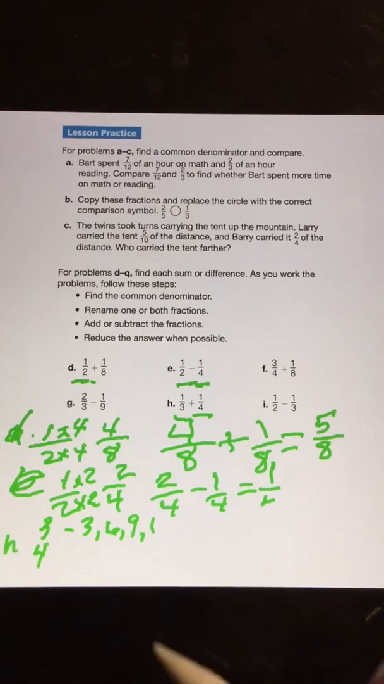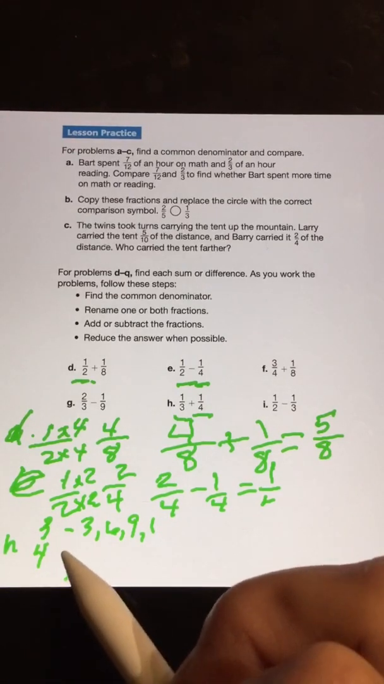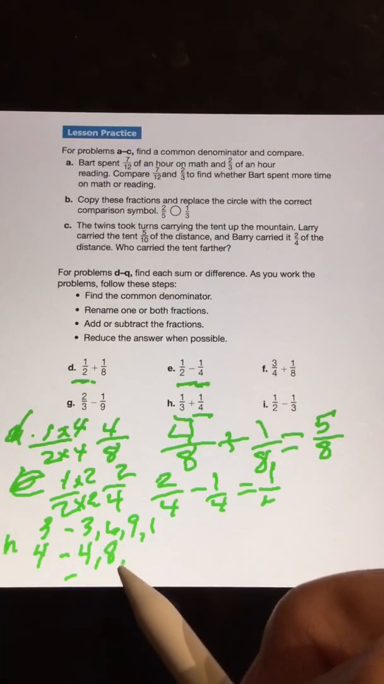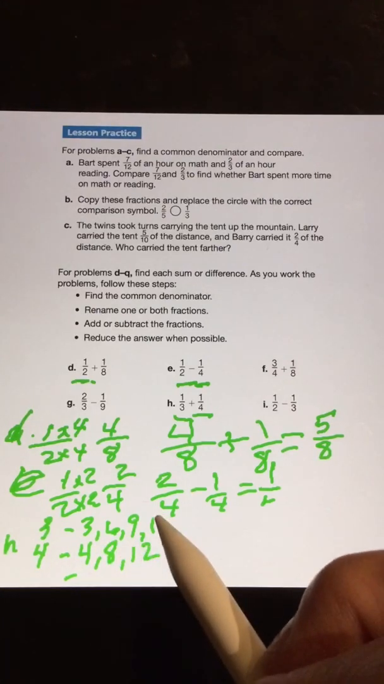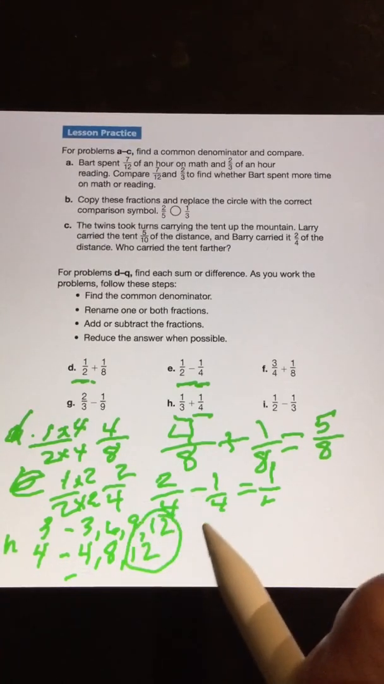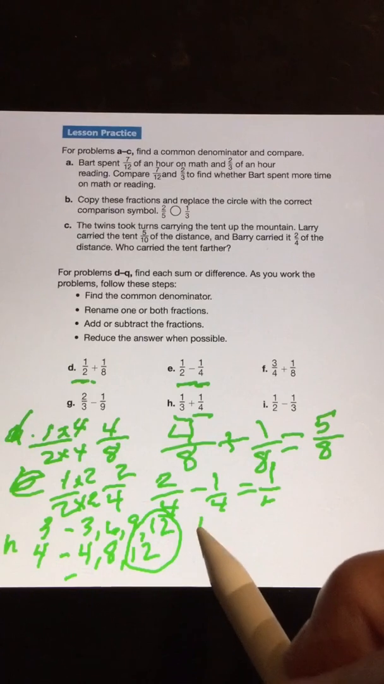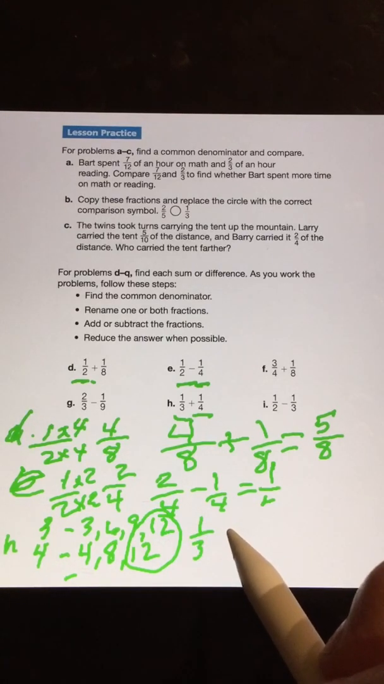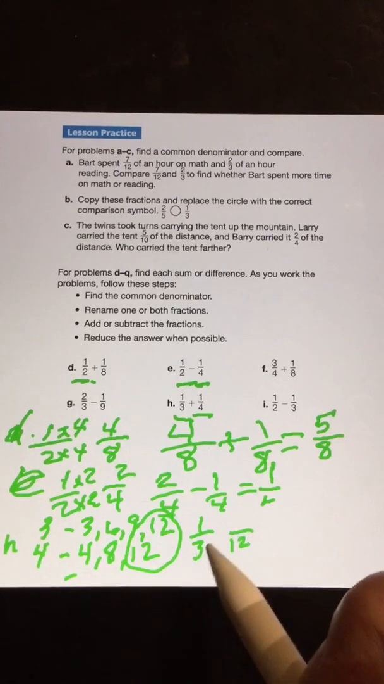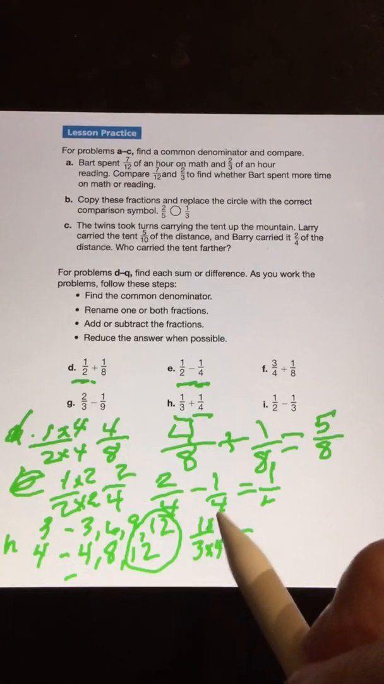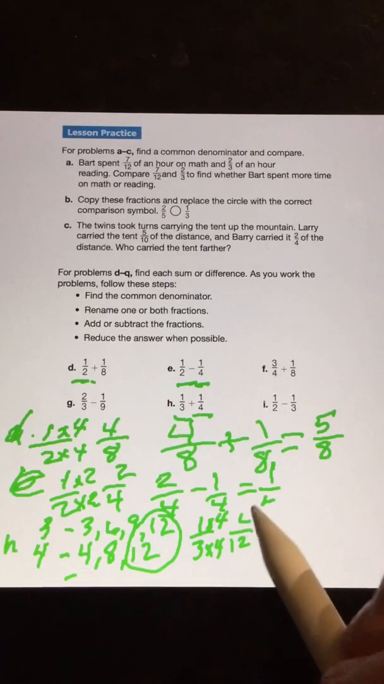This is 4, 8, and 12. All right, these are going to be our common denominators. So I have 1/3, and I am going to find the common denominator. I'm going to have the 12. Okay, 3 times 4 is 12. 1 times 4 is 4.